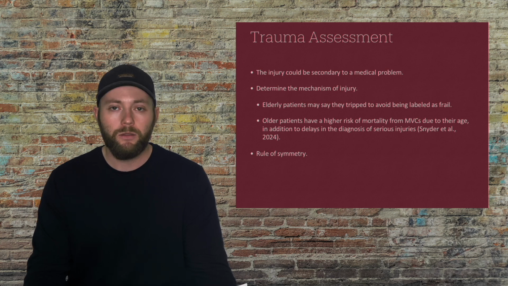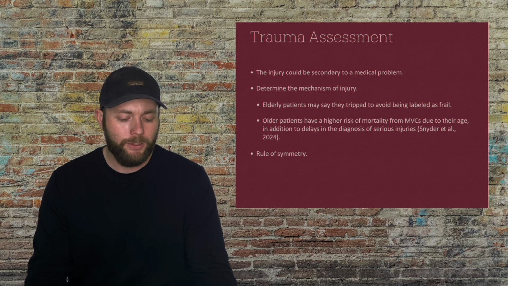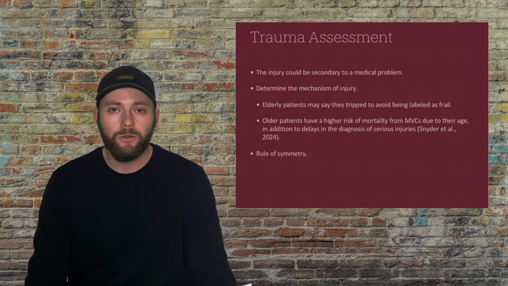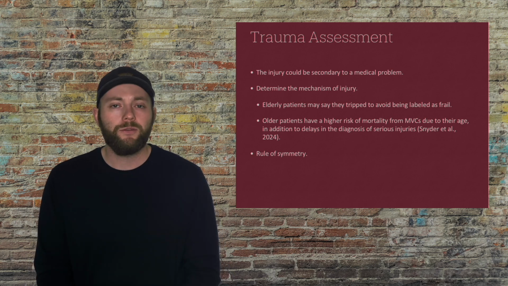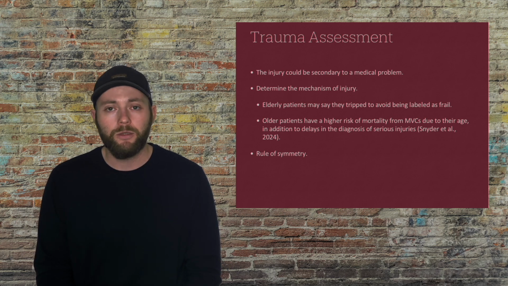Older patients are also at a higher risk of a motor vehicle accident due to aging, in addition to delays in the diagnosis of severe injuries. So be suspicious of single vehicle accidents and ask the patient what the last thing they remember is. This can help us appreciate if there was a loss of consciousness before the accident. The rule of symmetry is just a reminder for us to compare both sides of the body to each other.